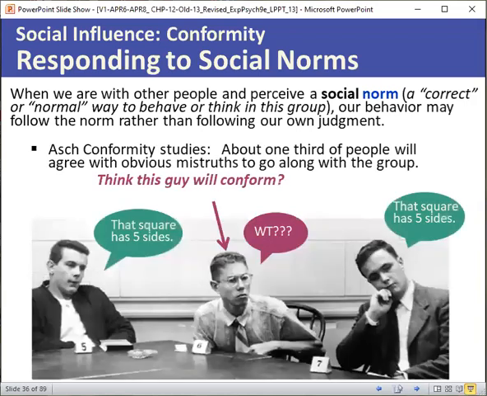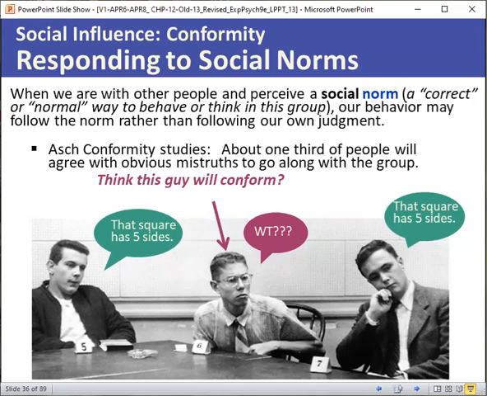Now, this goes back to one of the classic studies, Solomon Asch's conformity studies. And what they found is about one third of the people will agree with obvious mistruths to go along with the group. Now, I want to emphasize this. What we are saying here is this: the people know that this is not correct, but they will conform anyway. They know that what is being stated is wrong, a lie, a falsehood, or incorrect, but they will go along anyway. That's what this is basically saying. So about one third of the people will agree with obvious mistruths just to conform with the group.